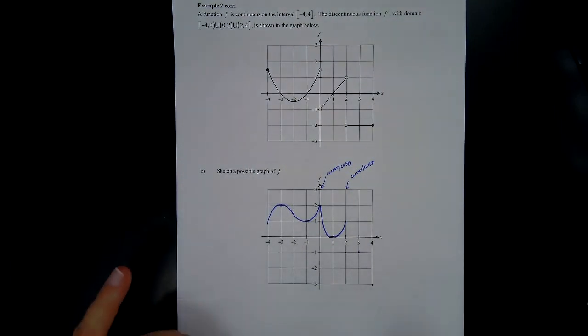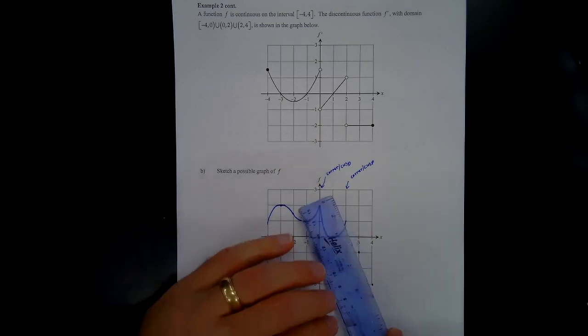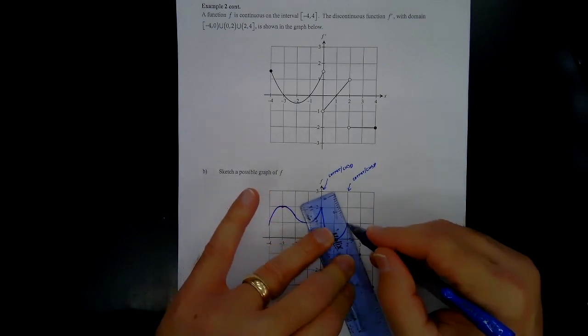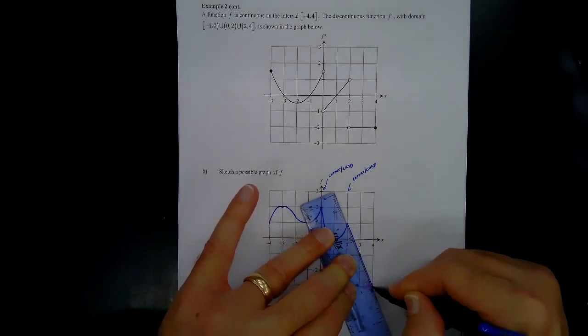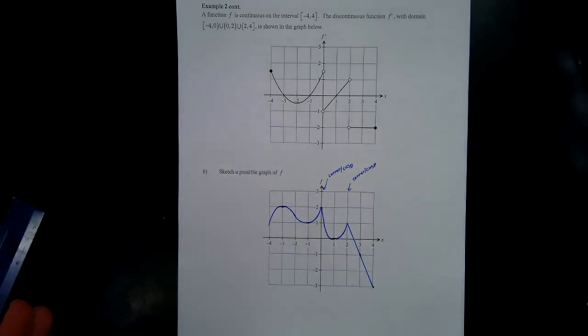And then I'm going to grab a ruler and connect these points. So from 2 to 4, the function is going to have to be a straight line. So you have to draw something that looks like this in order to meet everything.